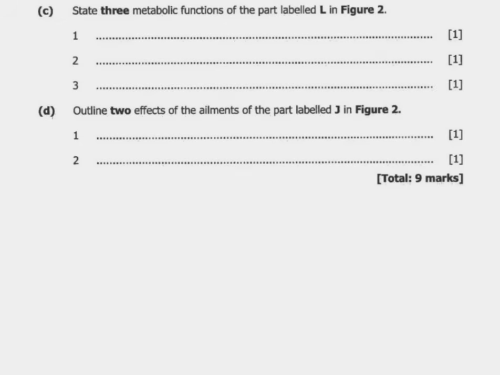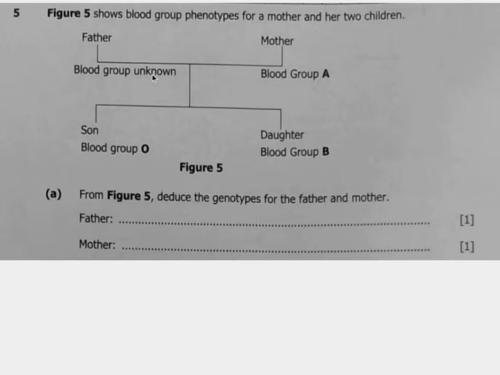So let's see the next question from genetics, and it's saying figure 5 shows blood group phenotypes for a mother and her 2 children. We have the father who is having a blood group which is unknown, the mother is having blood group A, we have the son with blood group O, we have the daughter with blood group B. From figure 5 we need to deduce the genotypes of the father and the mother.